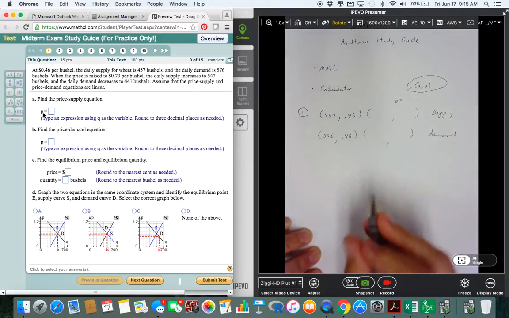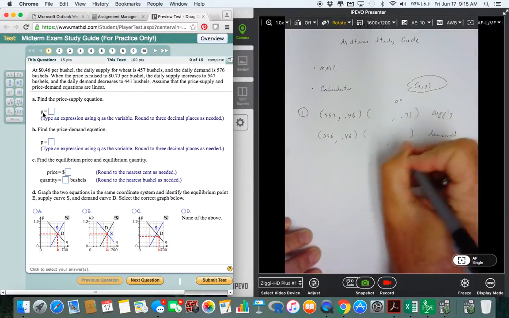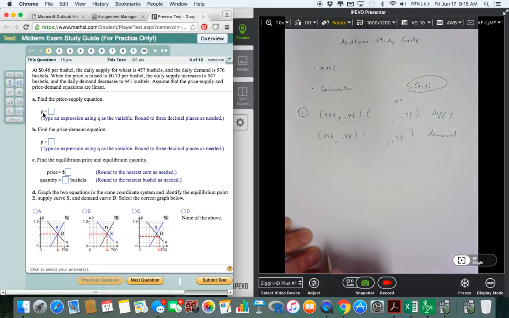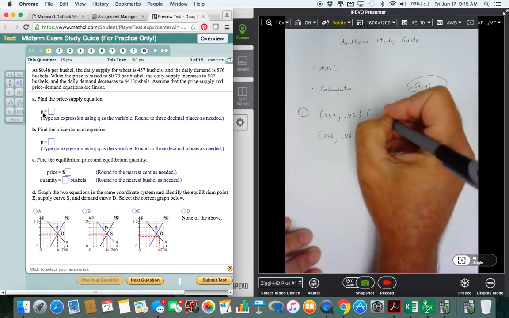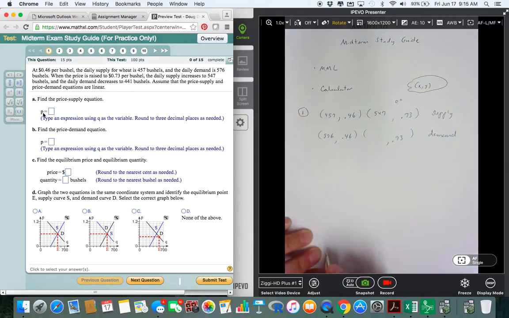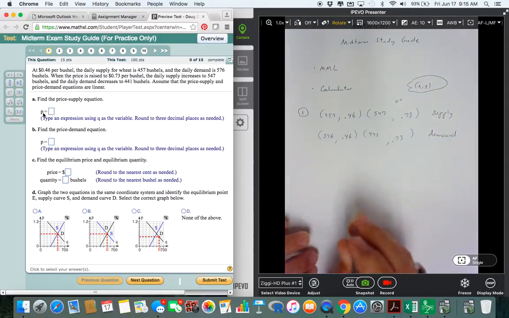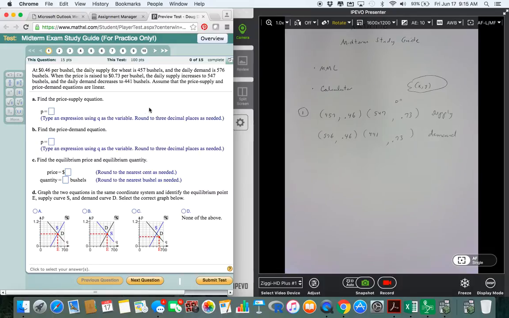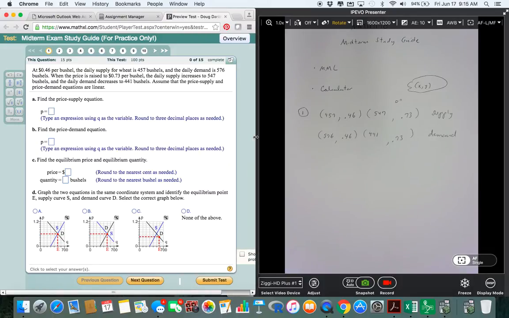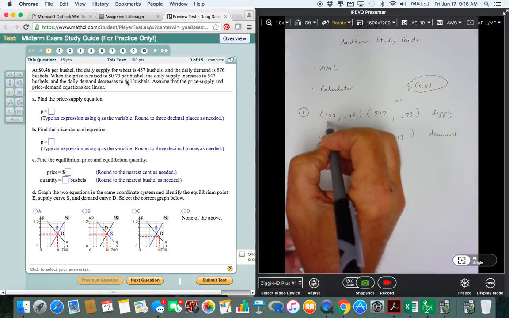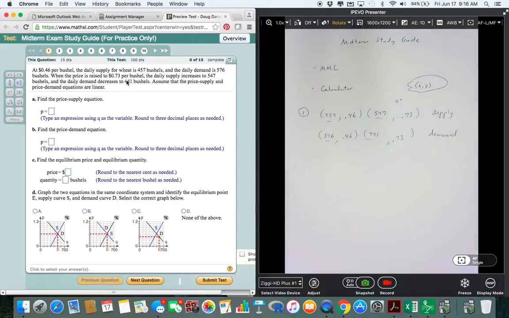Now I also have a price of 73 cents. And you can see that the supply increases to 547 and the demand decreases to 441. Now guys, we're kind of playing a game here, pretending that this is a test. So I would go back through and make sure I have the 0.46 correctly, make sure I have the 457, make sure I have the 576, make sure I have 547, and make sure I have 441. So all these numbers check out correctly.